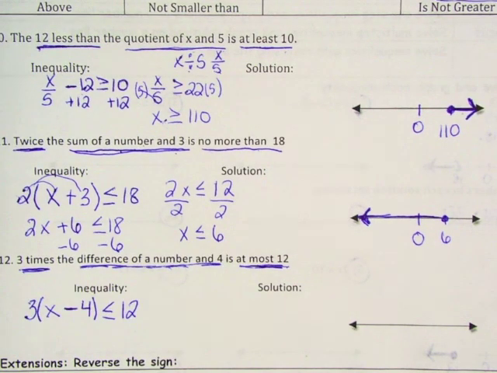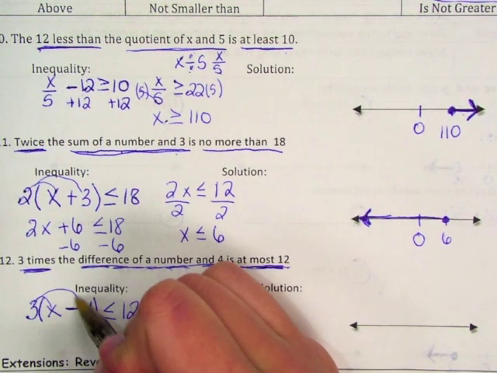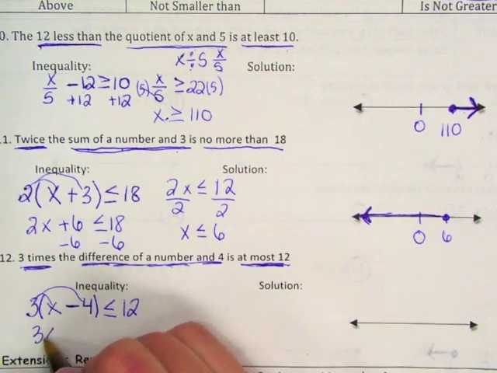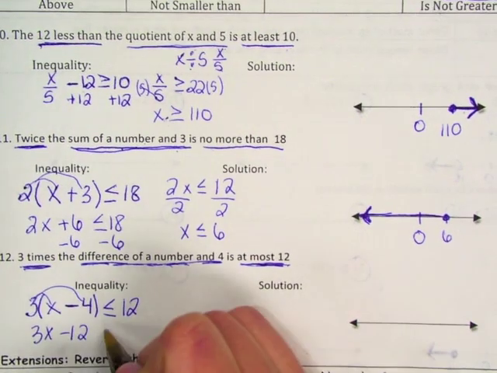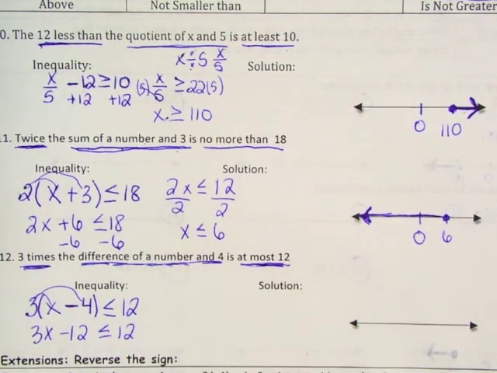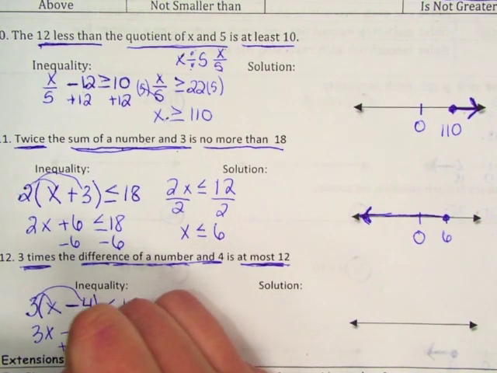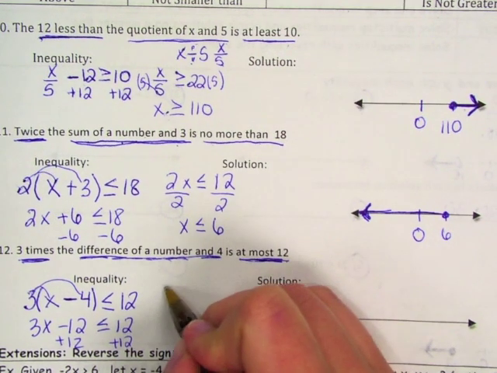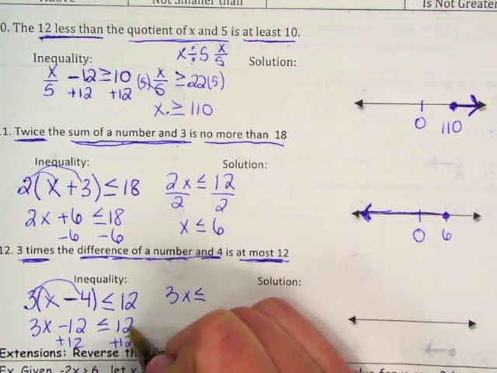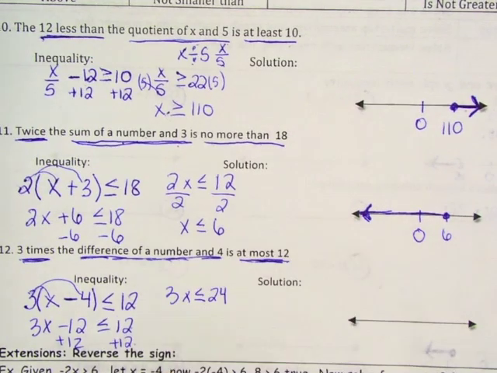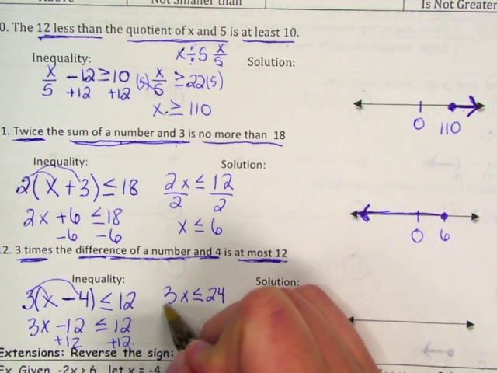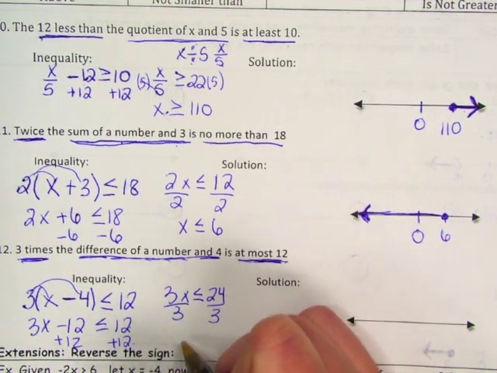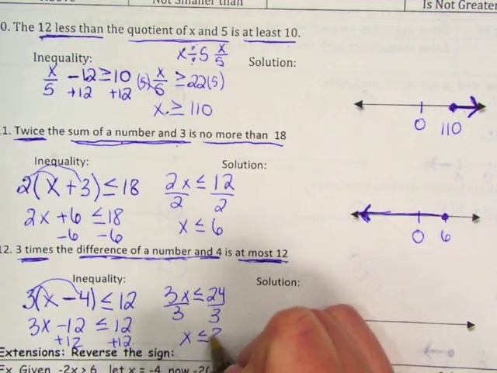Now once more I need to solve. So I'm going to distribute to both. I'll have 3x minus 12 is less than or equal to 12. I still need to get x by itself, so I'm going to add 12 to both sides. Then I'll have 3x is less than or equal to 12 plus 12 is 24. I still have one more step to get x by itself. I'm going to divide both sides by 3, so I'll get x is less than or equal to 8.